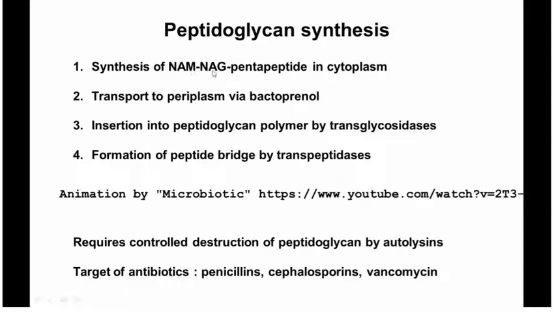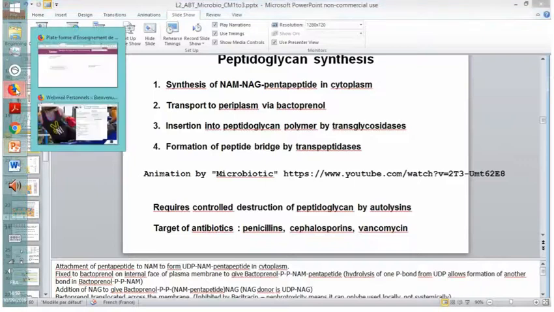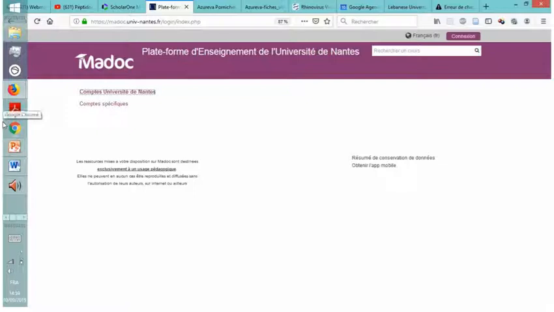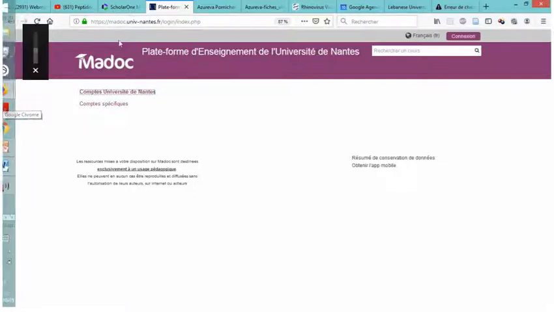And then the disaccharide part of the molecule is inserted into the peptidoglycan polymer by a transglycosidase. And then finally, the crosslinks are formed by a transpeptidase. So I'm going to talk you through this YouTube video on this, because it shows all the steps very nicely. If it's going to load up.